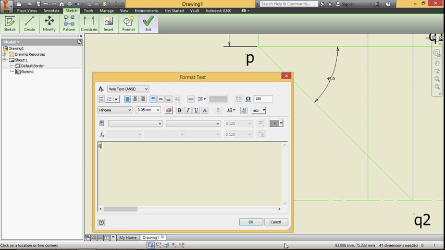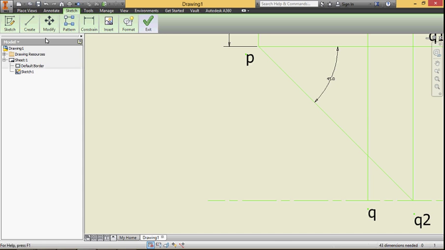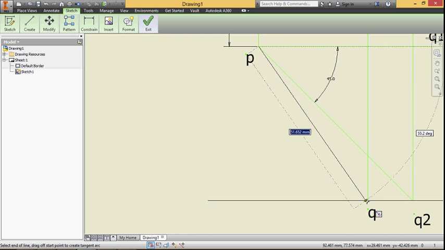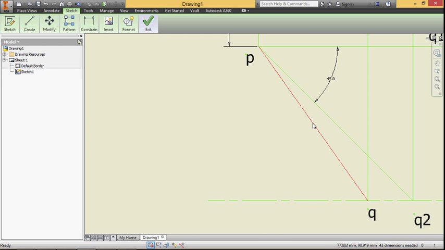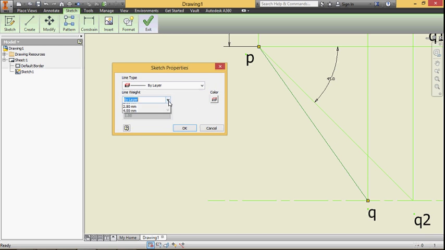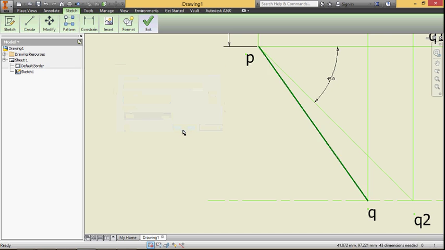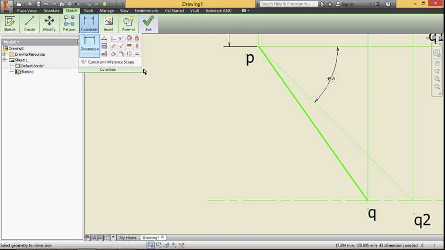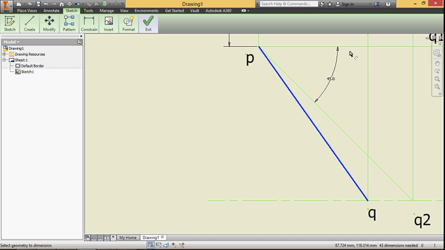So this point is called Q. Join P and Q. That P and Q is called the top view, and the angle made by the top view is called beta, the apparent inclination with VP. So the value of beta is 54.7 degree.